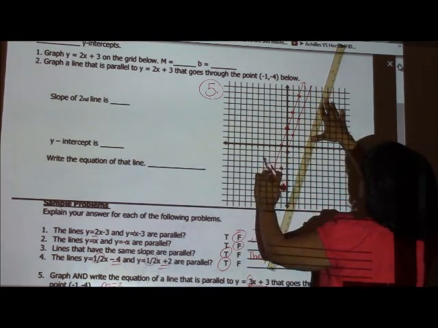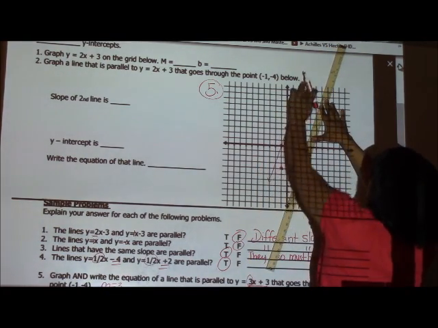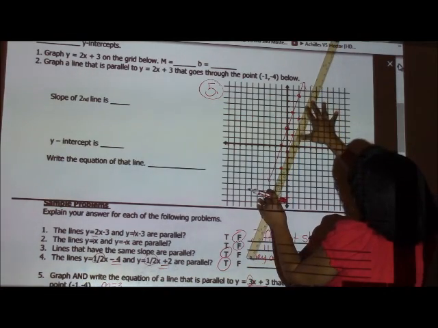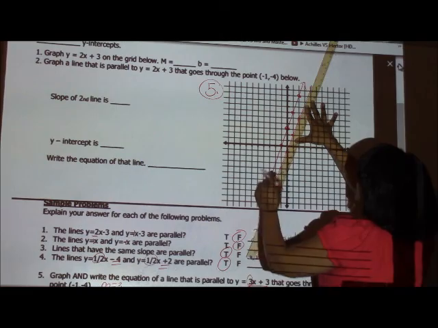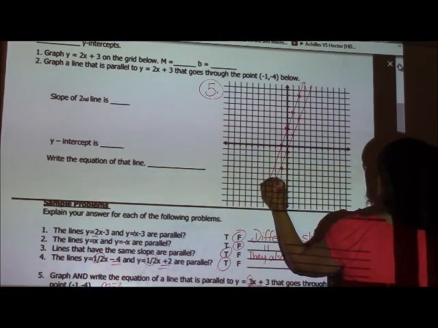Oops, not beautiful. I'm going to do better. And I have a ruler. I can do better. Okay, so here's the line.